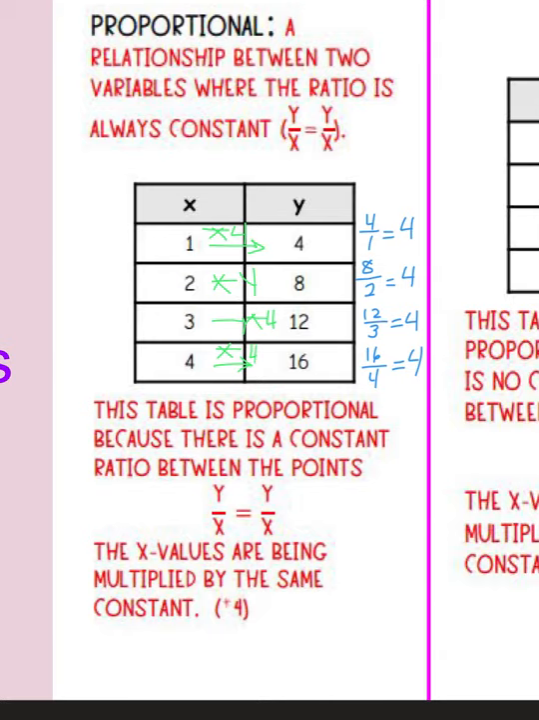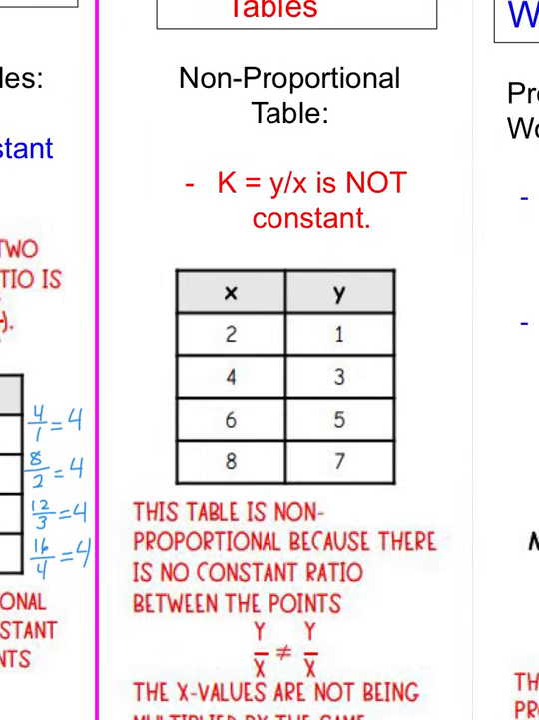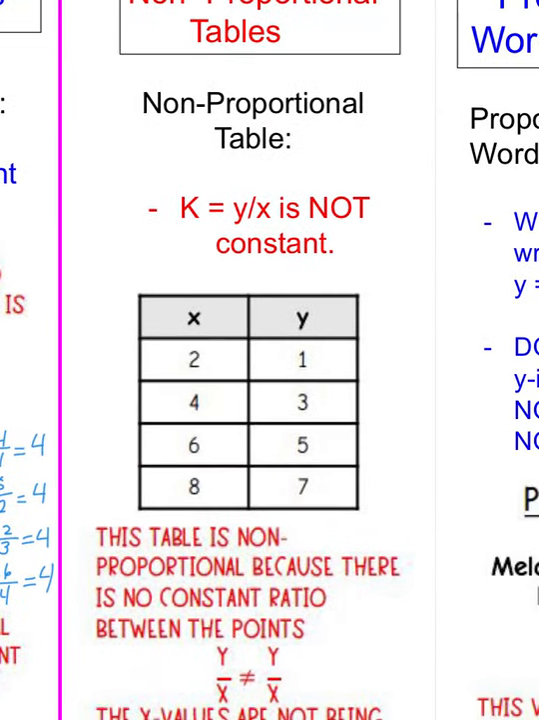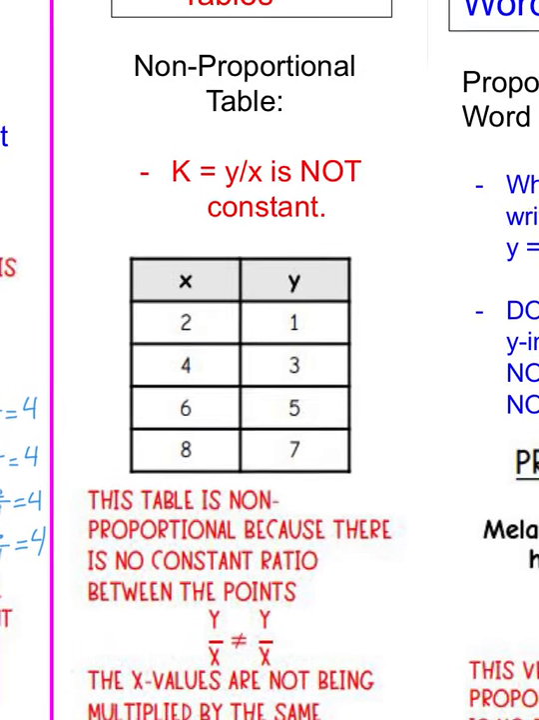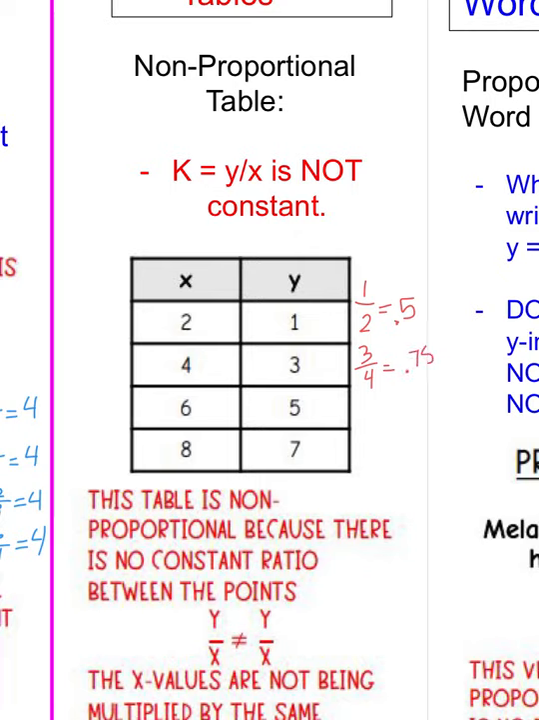Okay, so then when we look at a non-proportional table, the y divided by x is not constant. So when I do my ratios over here, my y divided by x, the y of 1 divided by 2 gives me 0.5 if I simplify it. 3 over 4, when I simplify that, gives me 0.75. And you can see already right there that these are not constant, so it is a non-proportional table. The y divided by the x does not equal each other.